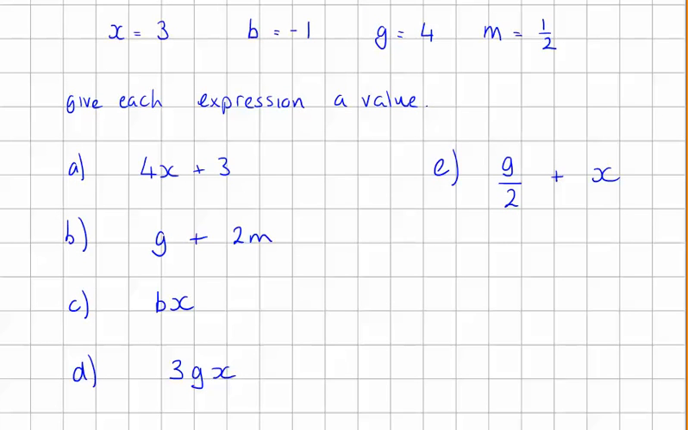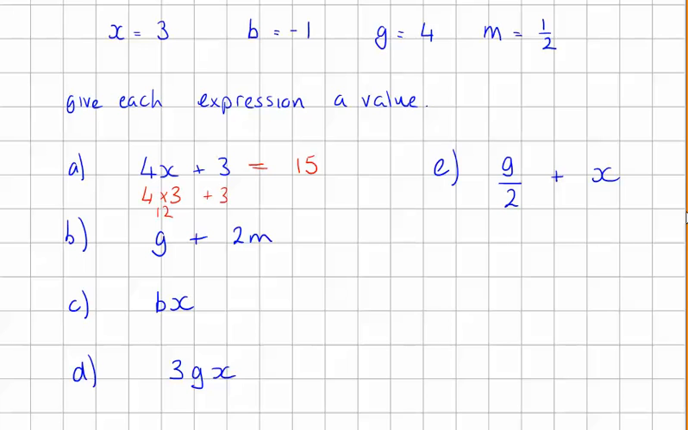Right, let's go through some answers. Sophie, you want to do the first one? Tell me all your working though. So we want to find a value for this one. x is equal to 3, and it says 4x, so 4 times 3 makes 12, and then 12 plus 3 is 15. So the value of it is 15.